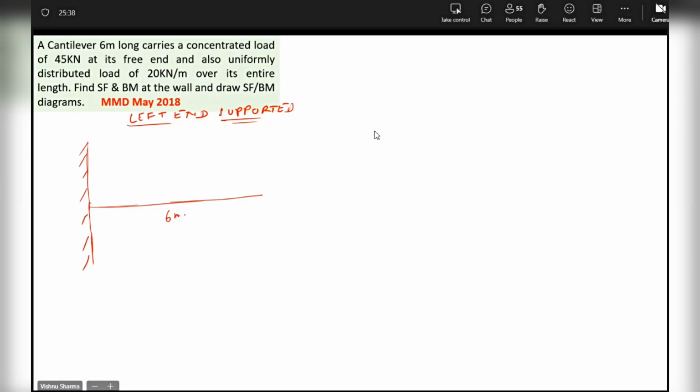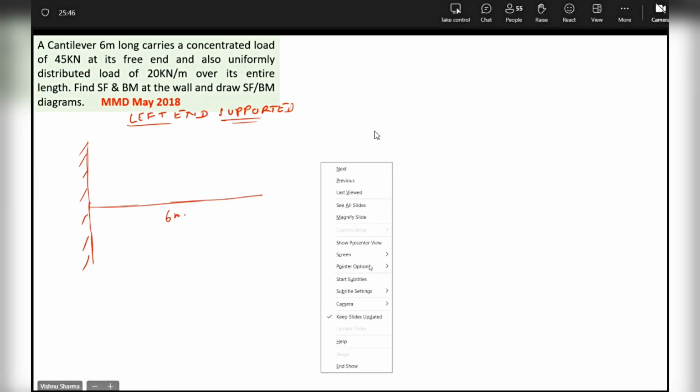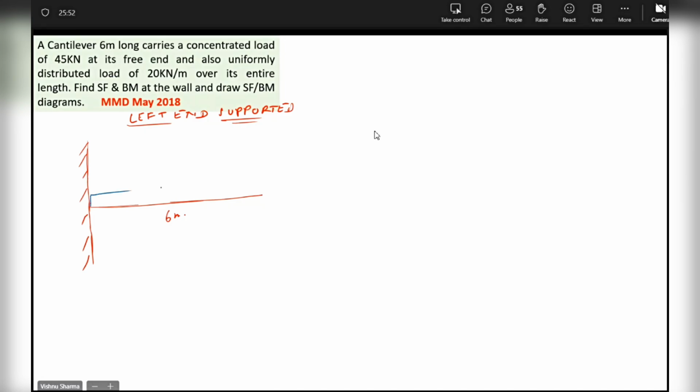It carries 45 kilonewton at its free end and a uniformly distributed load of 20 kilonewton per meter over its entire length. Okay. So that means there is a UDL here. Like we are doing exactly what we were doing in beam, beta. I'm not changing anything. So this is the cantilever AB. This is 120 kilonewton at the rate of 20 kilonewton per meter. And then you have a concentrated weight here, which is 45 kilonewton.